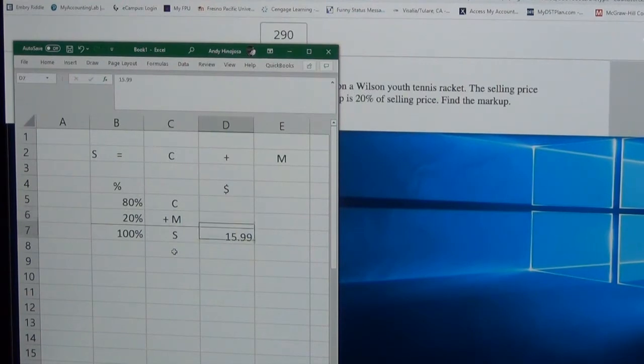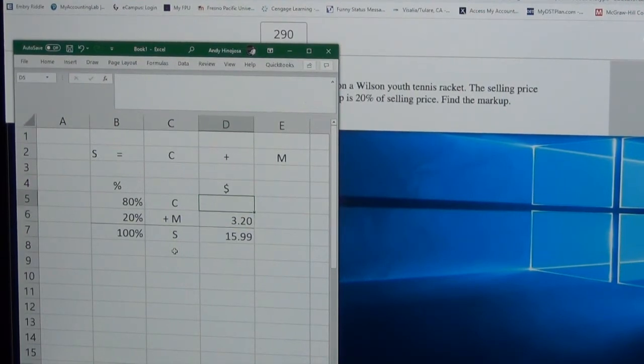The actual markup, this actually is going to be a little bit easier. I know that the markup is 20% of the sales price, so let's take $15.99, multiply it by 20%. The markup is $3.20. And then just backing into the cost, $15.99 minus the markup of $3.20 gives me my cost of $12.79.